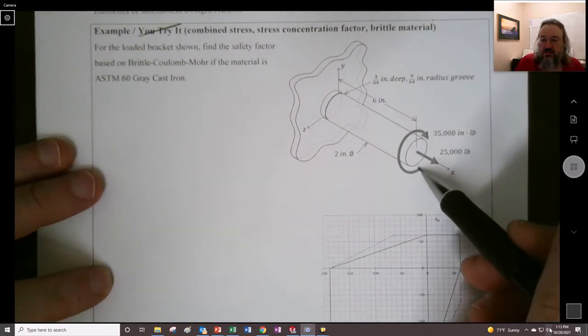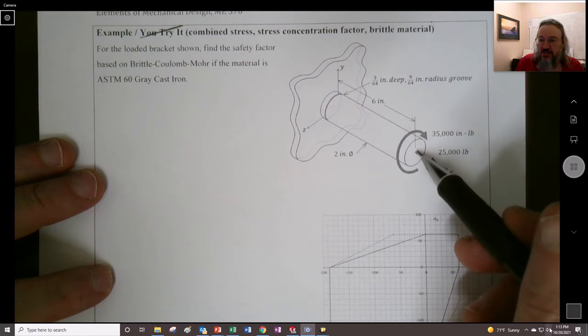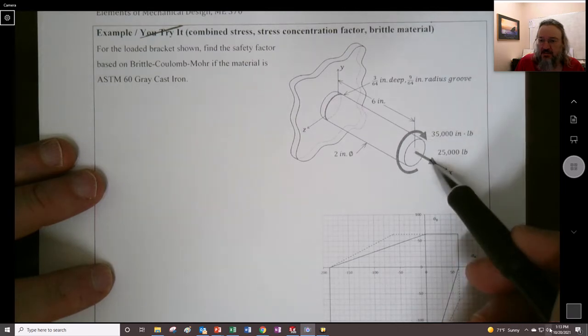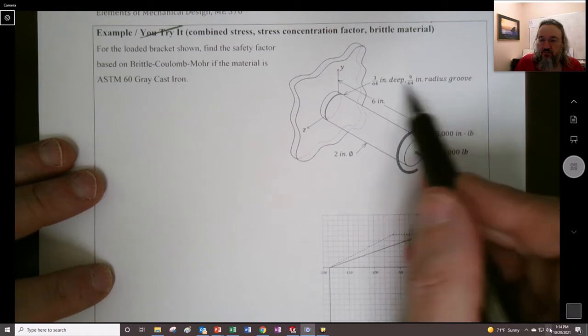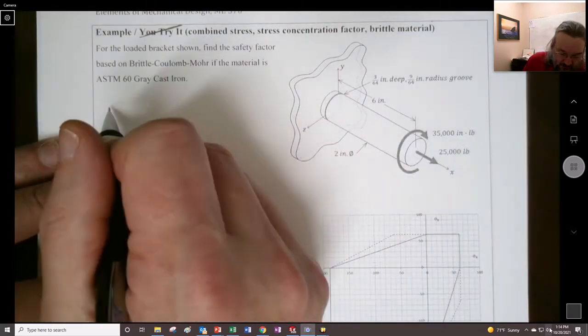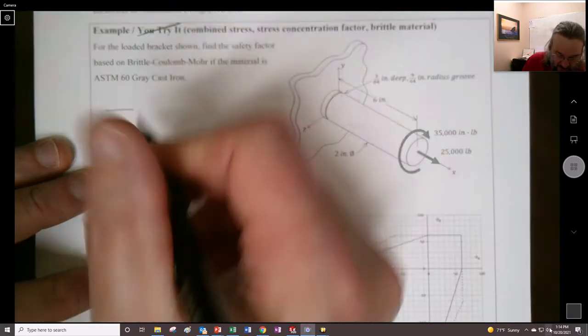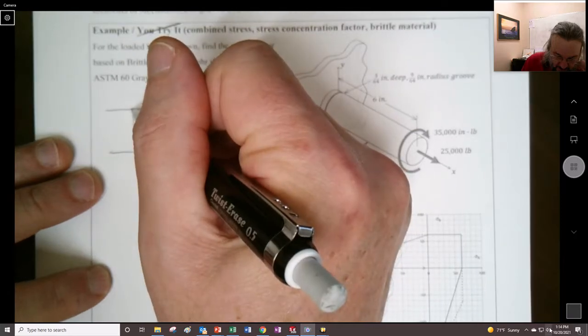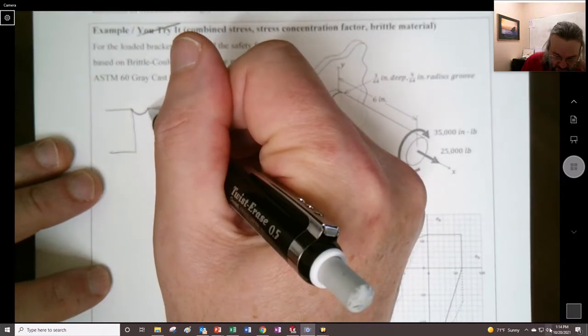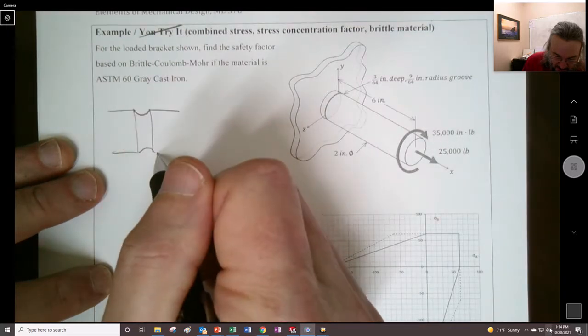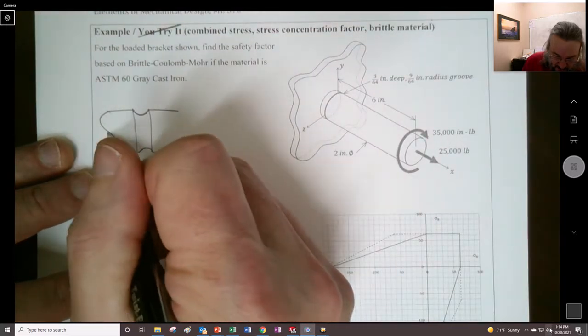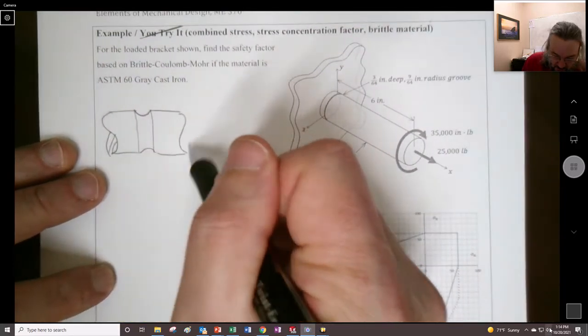We don't have any bending involved, we can see that right away. All we have is axial and torsion, and we have a groove going on here. If you were going to take a look at what this thing would look like, we have a kind of groove that looks like something along those lines right there. That's what the cross section, or the side view, I should say, of this thing would look like.